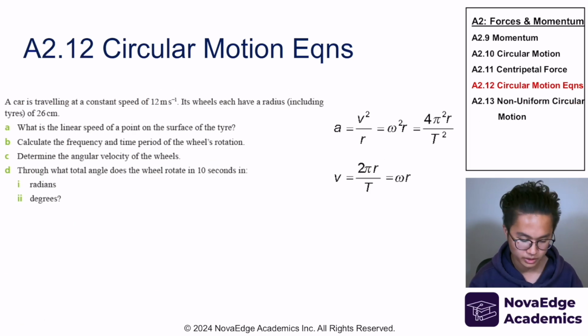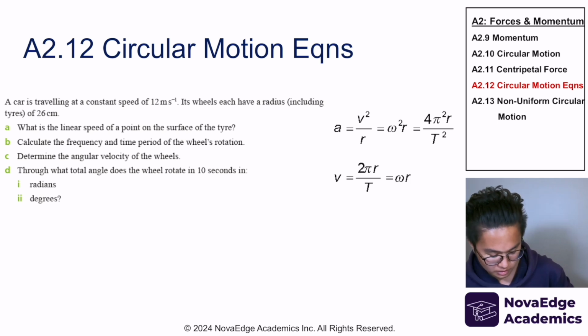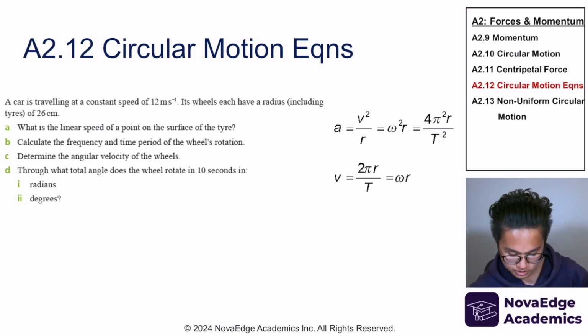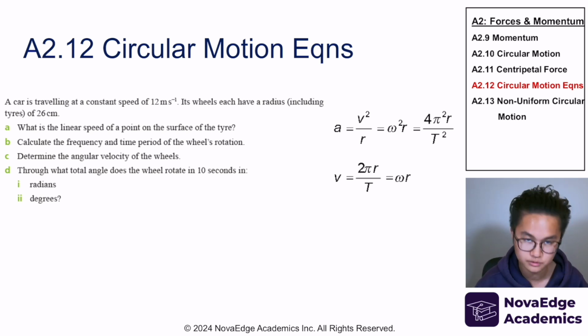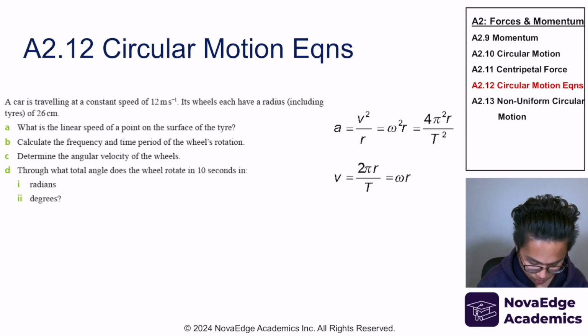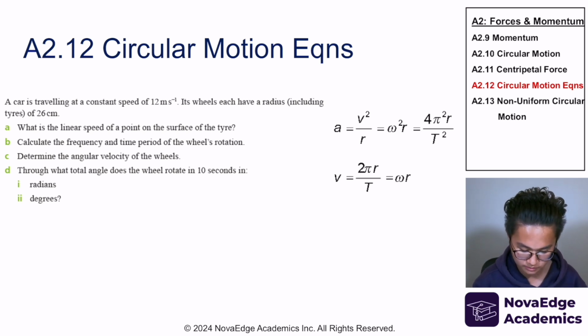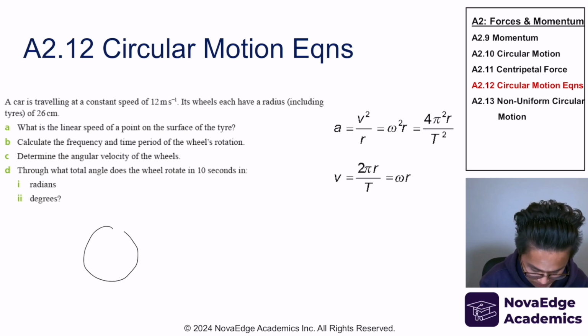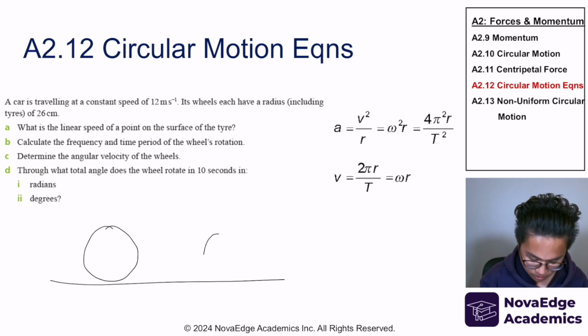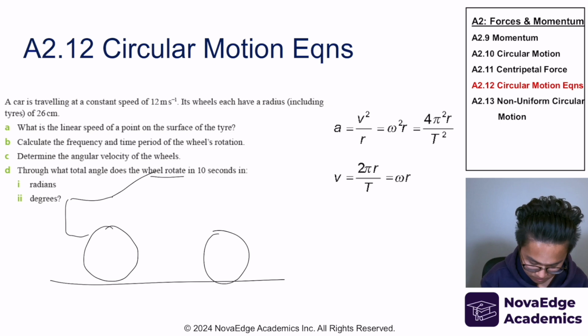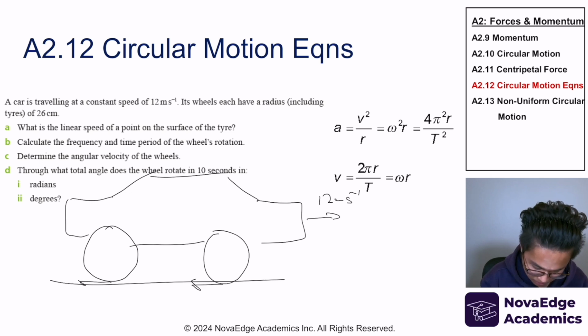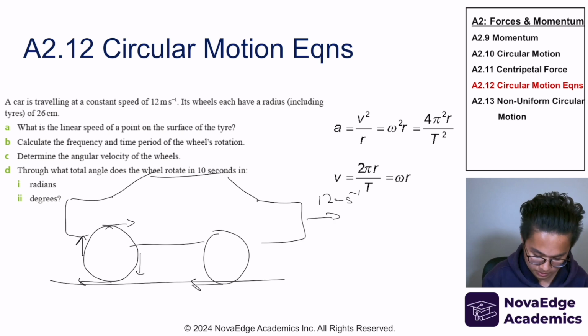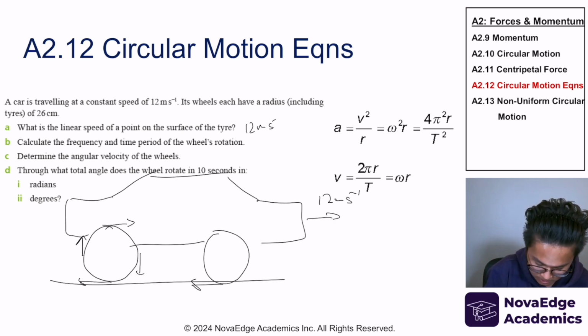Now let's do a practice problem. A car is traveling at a constant speed of 12 meters per second. Its wheels each have a radius, including tires, of 26 centimeters. What is the linear speed of a point on the surface of the tire? So let's see. If the car is going at 12 meters per second, that means the tires must be rotating at each point at 12 meters per second. So that is 12 meters per second.